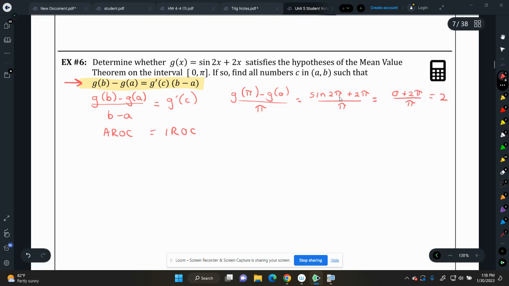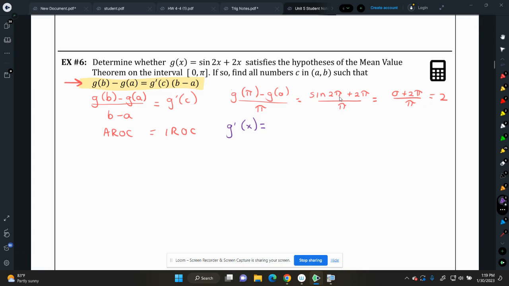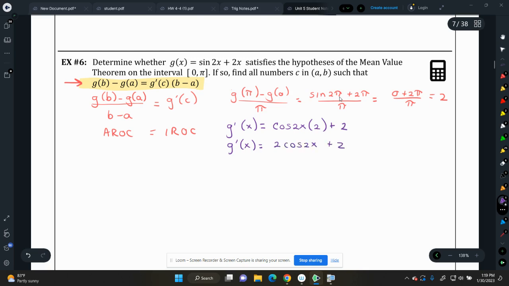All right, so that means the average rate of change on that interval is 2. Okay, now let's take the derivative. G prime of x. What's the derivative of sine 2x? Cosine 2x times 2. Good. Plus the derivative of 2x, which is 2. So g prime of x equals 2 cosine 2x plus 2.